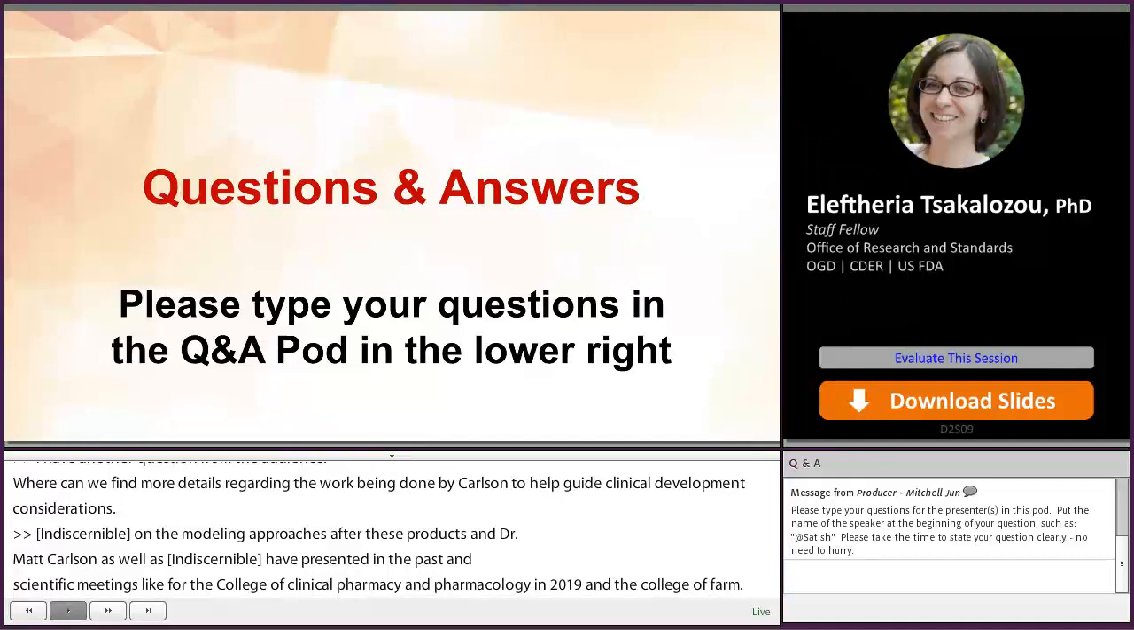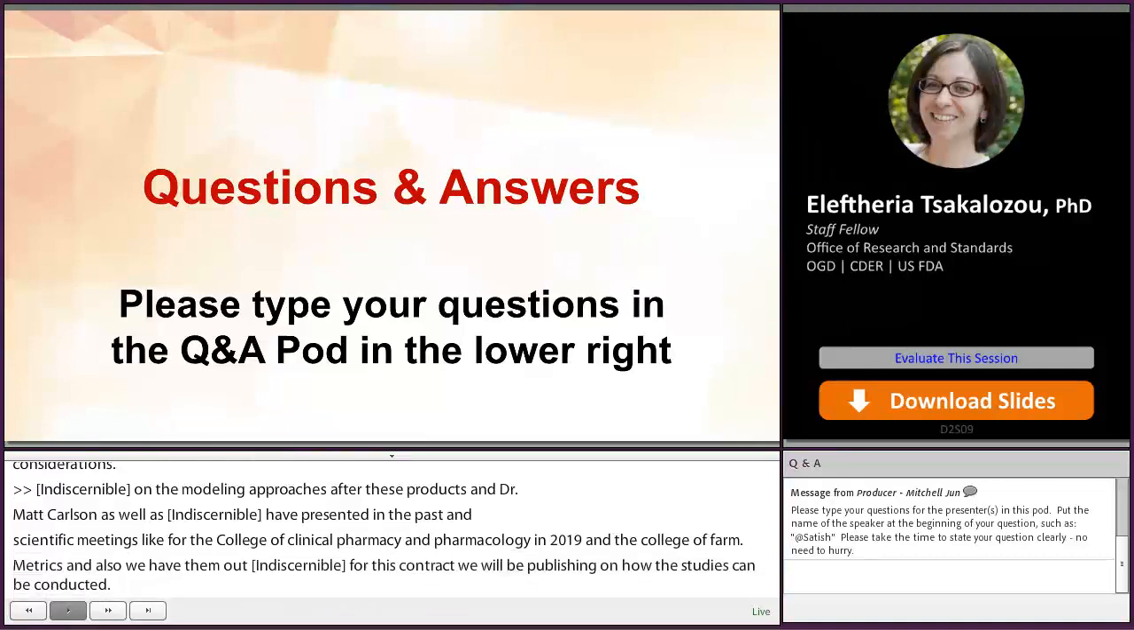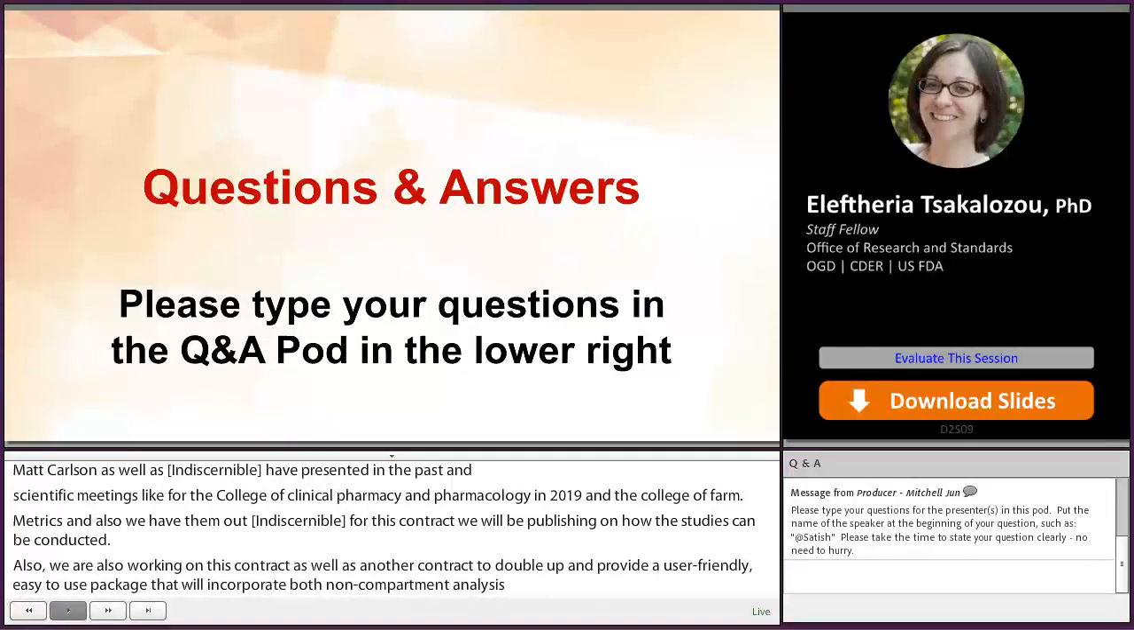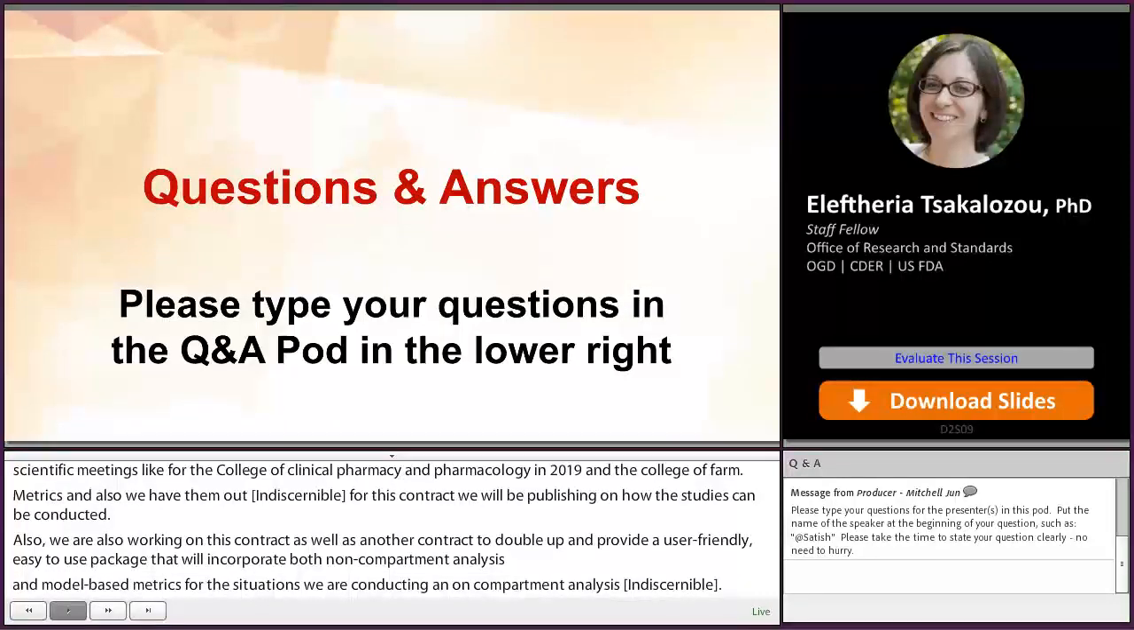Also, through this contract as well as another contract, we are working to develop and provide a user-friendly, easy-to-use R package that will incorporate both non-compartmental analysis-based BE analysis and model-based BE methods for situations where conducting these non-compartmental analysis studies is practically challenging. And this R package can also help in supporting alternative study designs, reducing sample size, or reducing study durations for products, as discussed in the talk today.